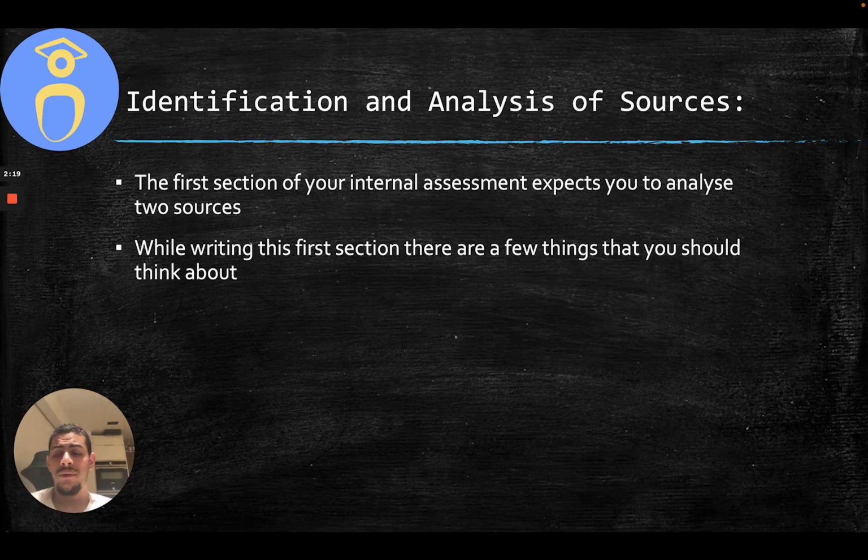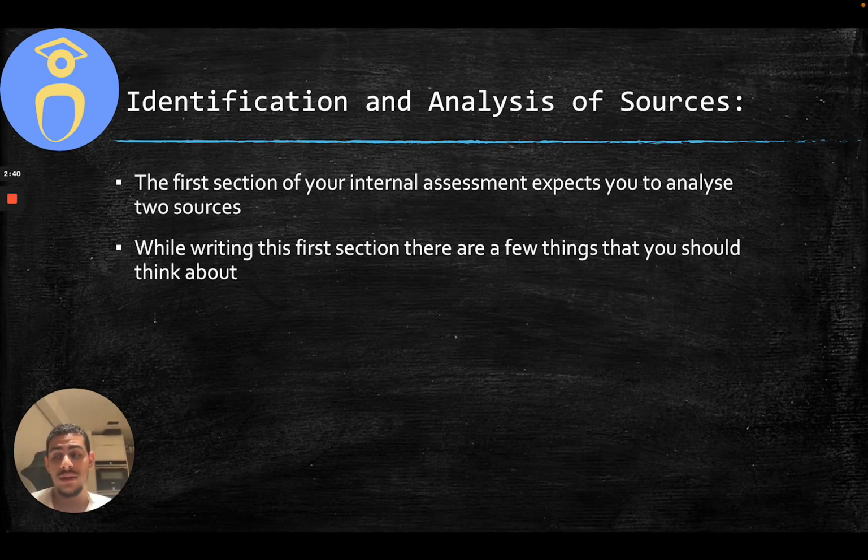This section of your IA should only really be around 500 words, and it's worth 6 marks out of the total 25 marks that are available for the entire internal assessment. I know what you're thinking. It might not be the highest number of marks, but you do want to give yourself the best possible chance of getting that 7, so you need to try and ace this.